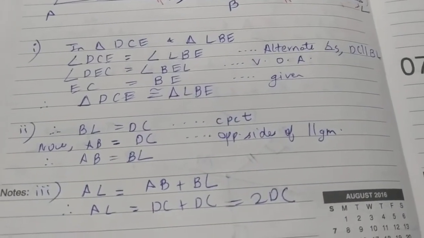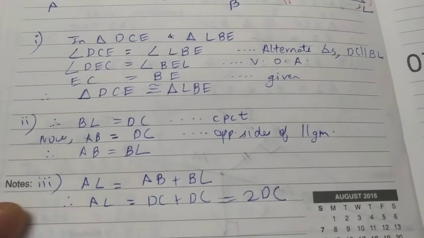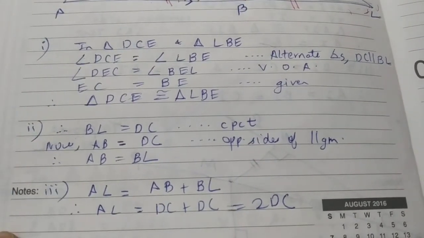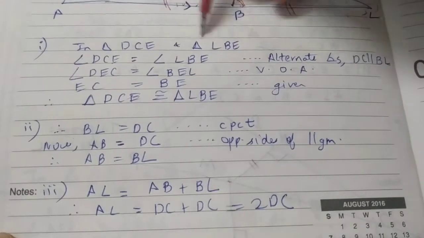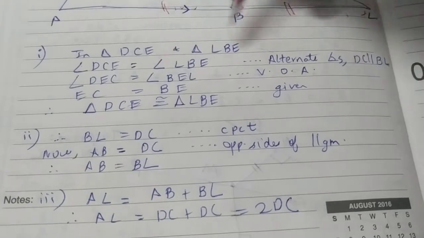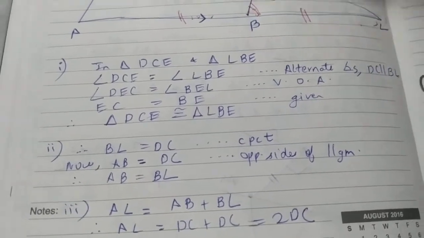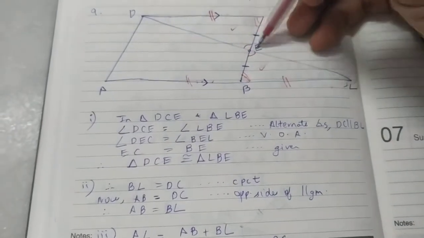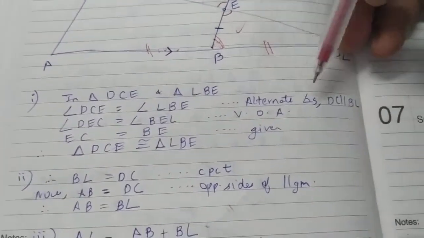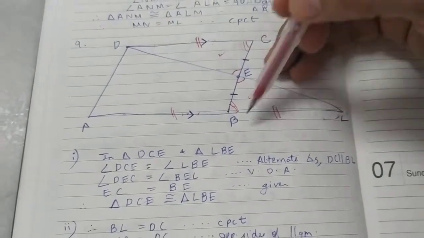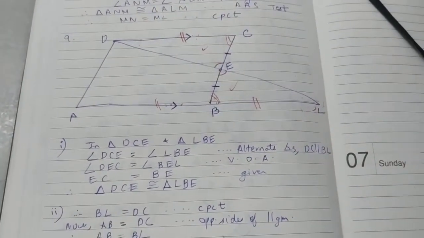You can pause this video and solve it, or you can use the pics. But please write exactly the way I have. In triangle this and this, angle DCE is equal to angle LBE. And while writing, keep looking at the diagram. DCE, okay. LBE, yes, they are equal. Reason, alternate angles, DC parallel to BL. DC parallel to BL, yes.